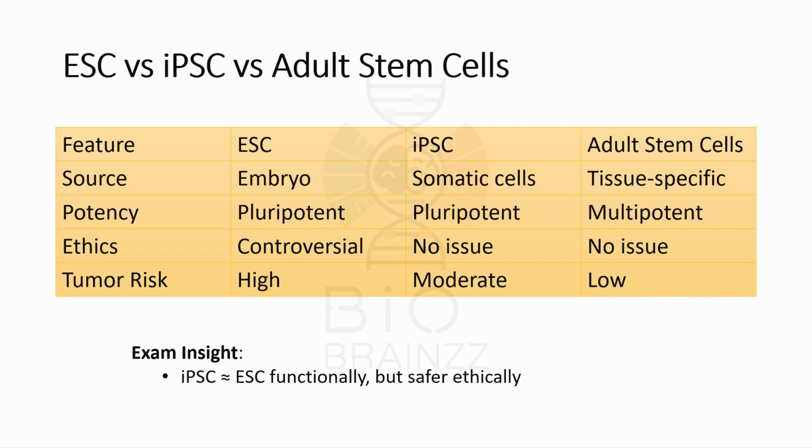Tumor risk is highest in ESCs and lowest in adult stem cells. In exams, comparisons like this are very important and often asked.